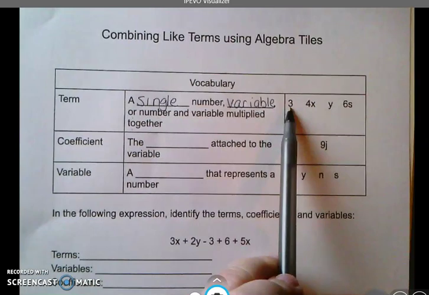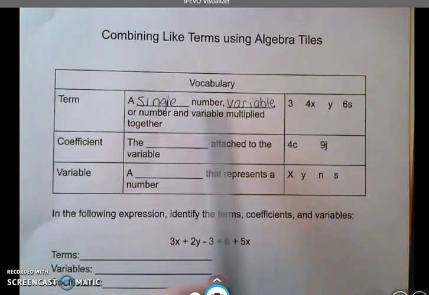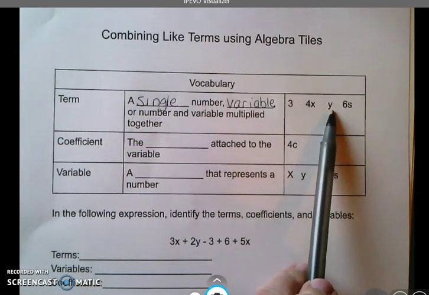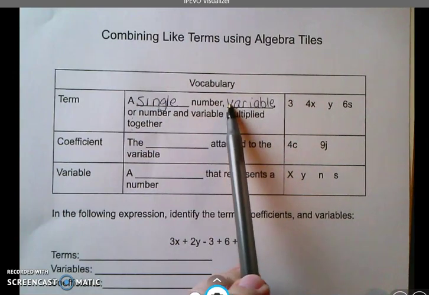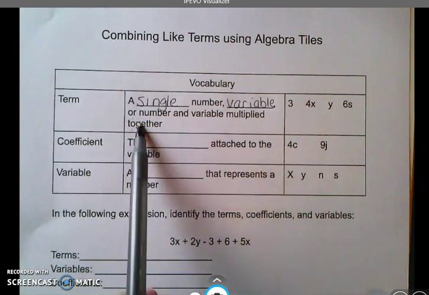So 3 is a term because it's a single number. 4x is a term because it's a number and variable multiplied together. Y is a term because it's a variable. And 6s is a term because it's a number and variable multiplied together.